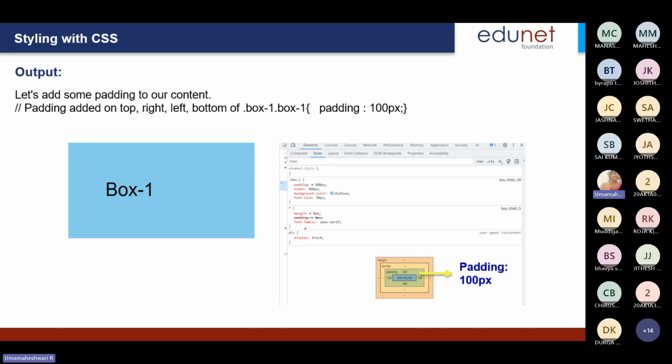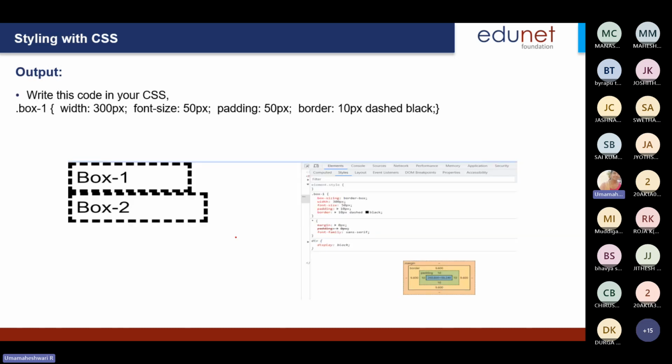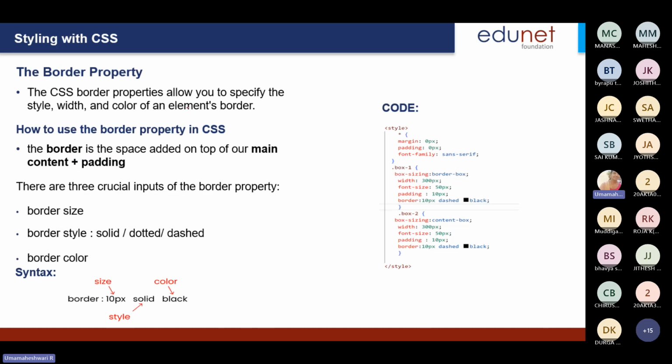We'll see this output later. Let me also show you. This blue color you can see, right? So this is going to be the content, and this green box is going to be called what? Padding.